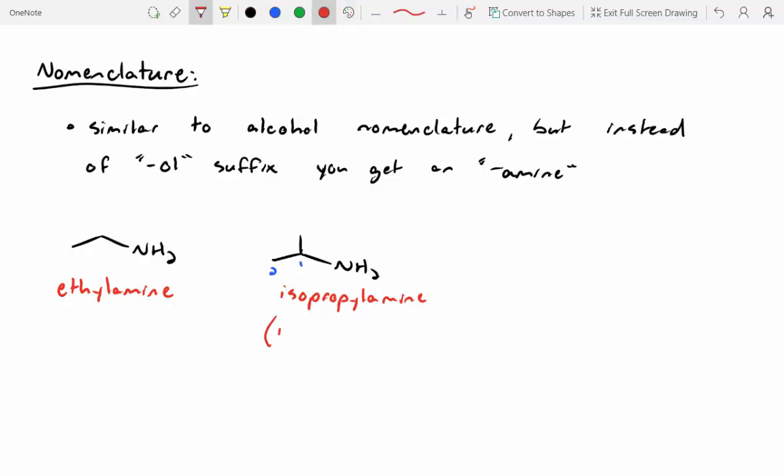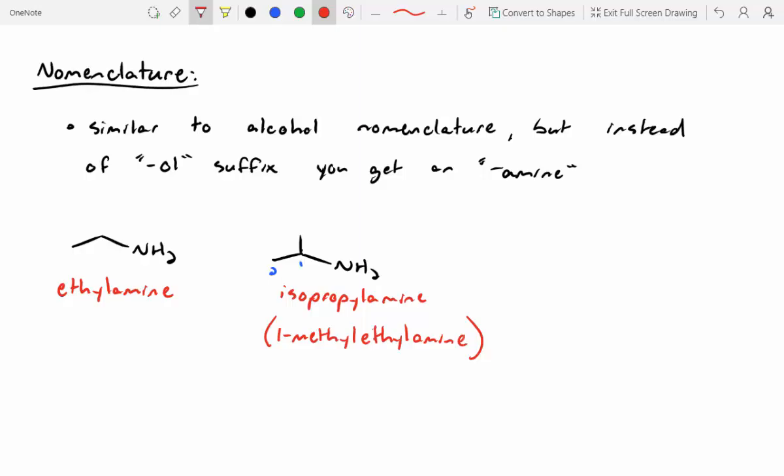So you could call this 1-methylethylamine. That would also be appropriate, but it's basically replacing the "all." So it's not that the isopropyl is a substituent, but with all, it's ethanol.